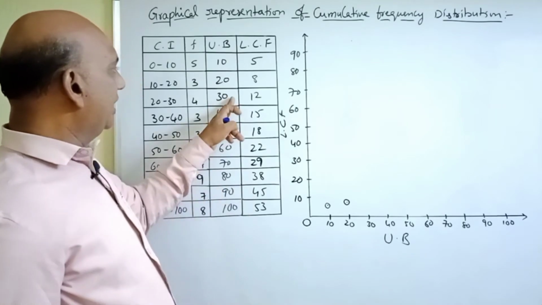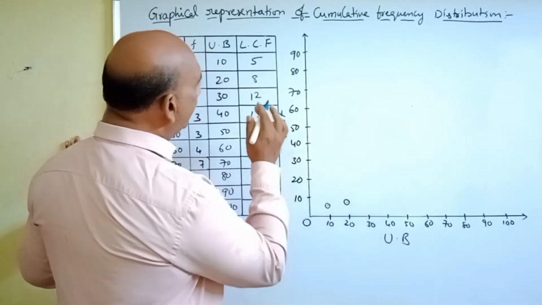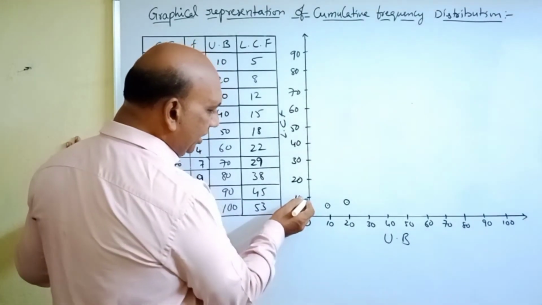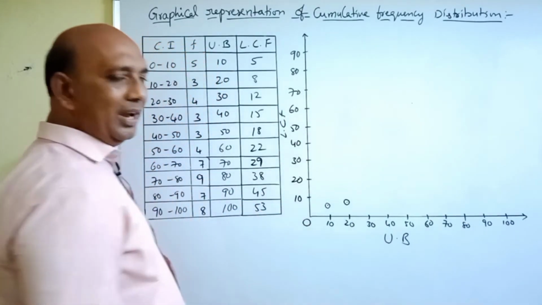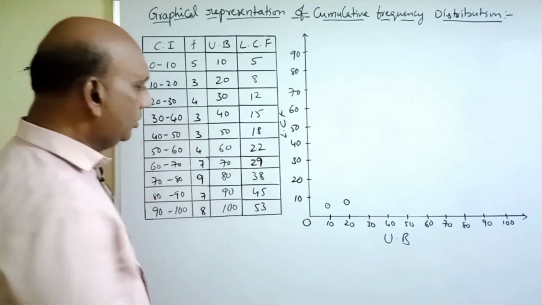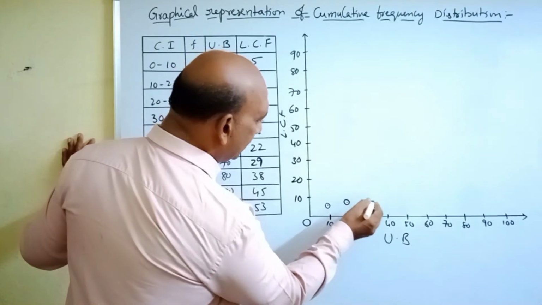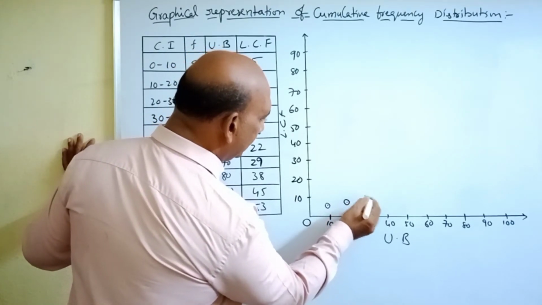And then 30 and 12. So this is 30. From here the perpendicular distance, and 12. 12 means between 10 and 20 there will be 10 lines. So 10 means after 2 lines we will get 12. So from 12 the perpendicular distance and from 30 the perpendicular distance. They will meet at this point.